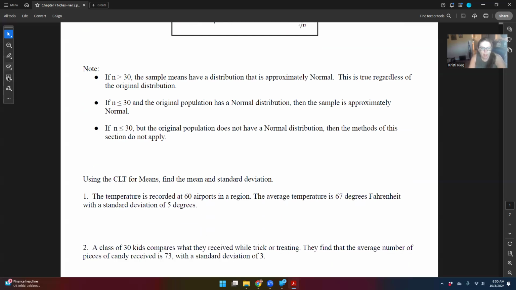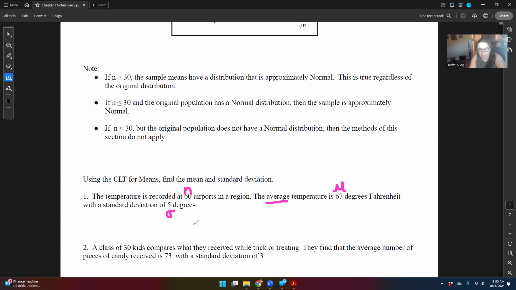Okay, so writing out in here. Now this is going to be a little tricky because I don't think I can write in Greek with this keyboard. Maybe I'll just try to write it with the pen. Okay, so the temperature is recorded at 60 airports. So that is our n, because that's the number of airports. The temperature, it says average right here. The average temperature is 67, so that's our mu. And the standard deviation is 5, so that's our sigma.